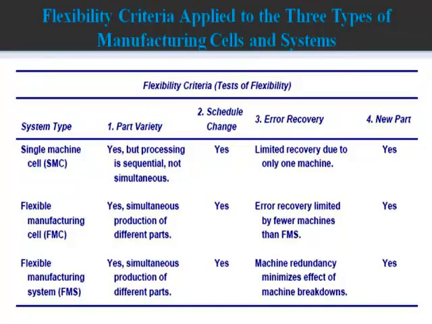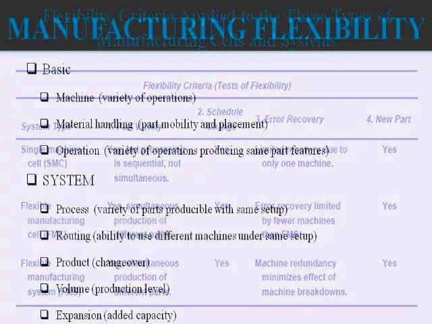Flexible manufacturing cell, part variety, yes. Simultaneous production of different parts is possible. Schedule changes, yes, it accepts. Error recovery is limited by fewer machines than FMS, and new part production is possible. Coming to the flexible manufacturing system, simultaneous production of different parts is possible, and schedule changes are possible. Machine redundancy minimizes the effect of machine breakdown, thus production is more, and the production of new parts is very high.